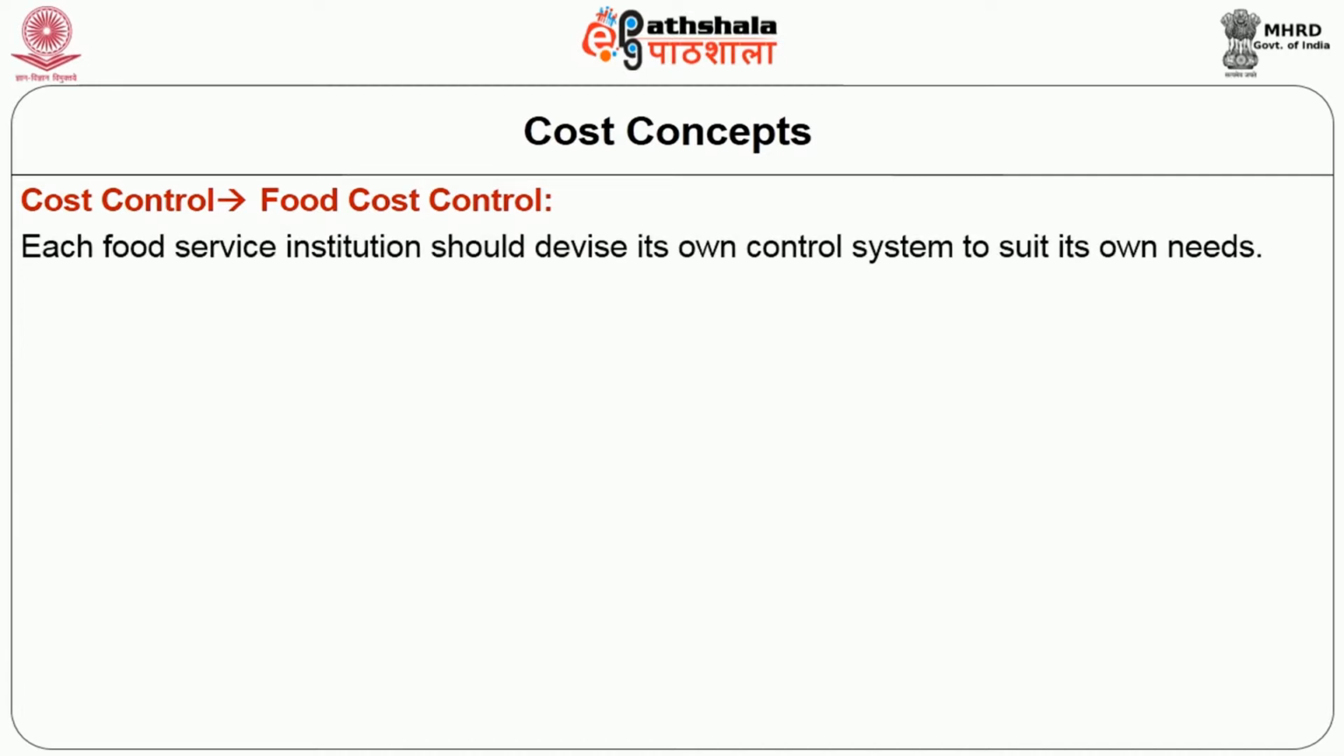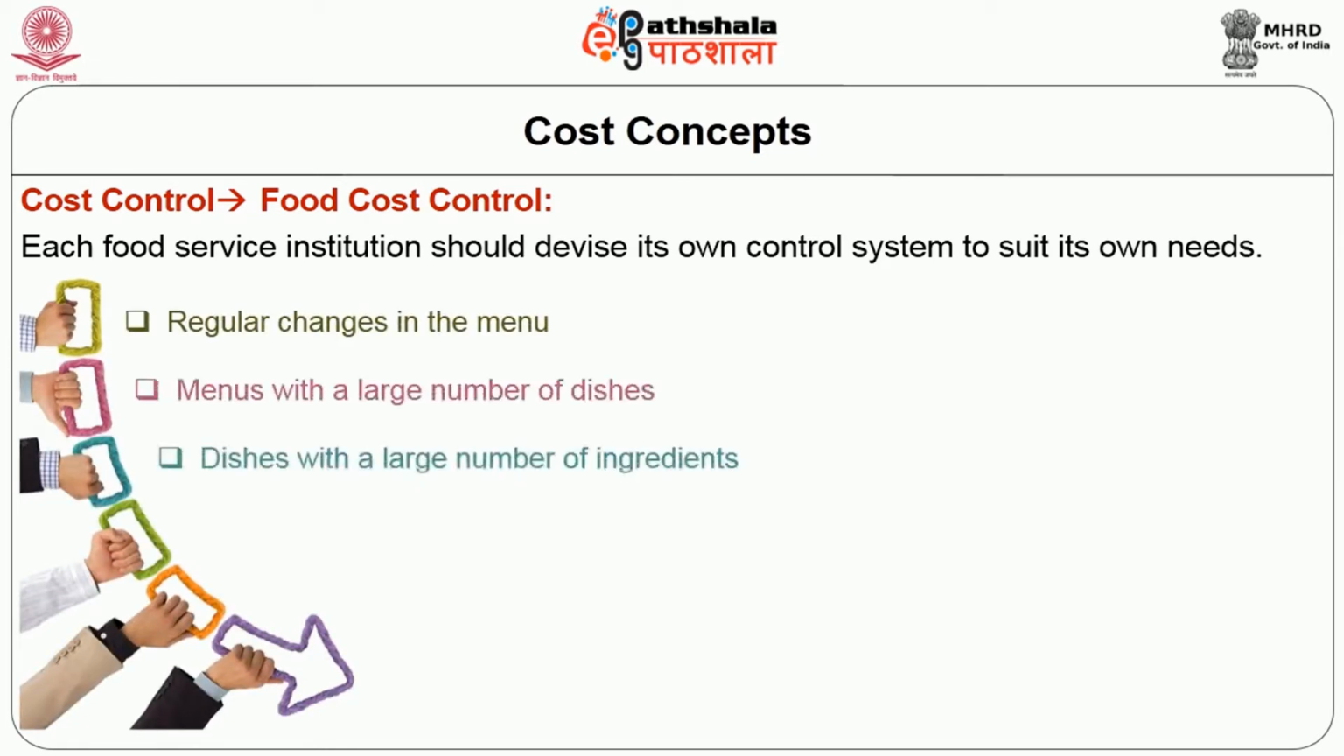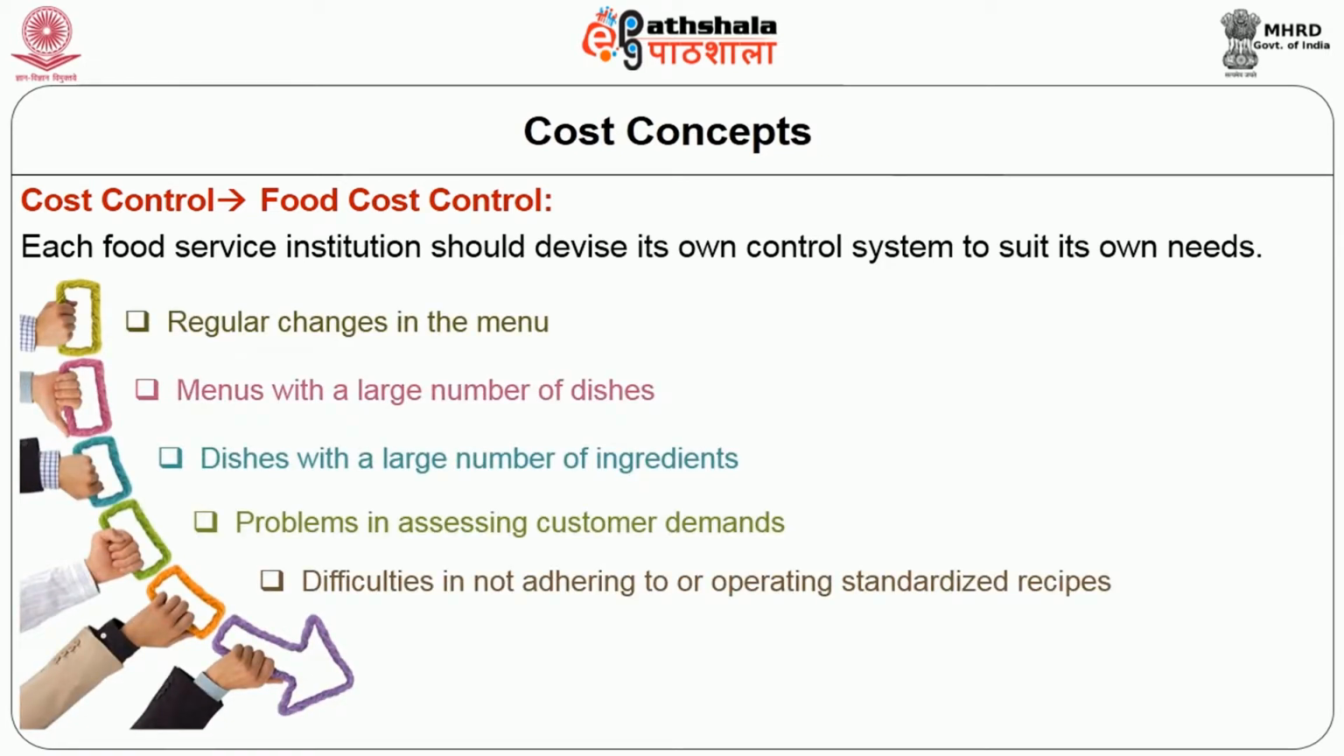Each food service institution should devise its own control system to suit its own needs. The factors that affect a control system are regular changes in the menu, menus with a large number of dishes, dishes with a large number of ingredients, problems in assessing customer demands, difficulties in adhering to or operating standardized recipes, and raw materials purchased incorrectly.